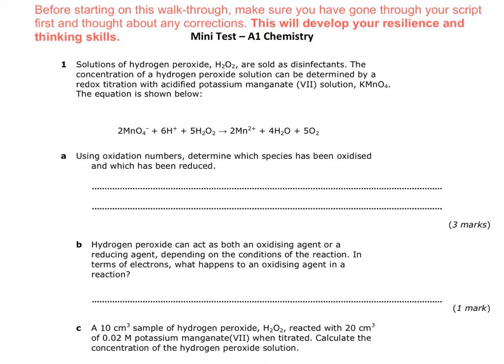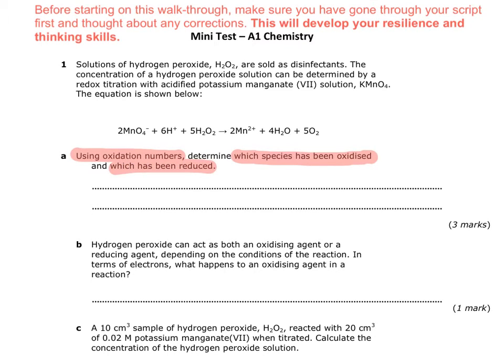It says quite clearly that they want you to use oxidation numbers. So it says solutions of hydrogen peroxide are sold as disinfectants, and the concentration of a hydrogen peroxide solution can be determined by redox titration. Now you won't have done these before, but you don't need to have done them before, because it's not asking you to talk about redox titration. It's asking you to use oxidation numbers, which is what you have done before. So it's the same old story: which species has been oxidized and which has been reduced.